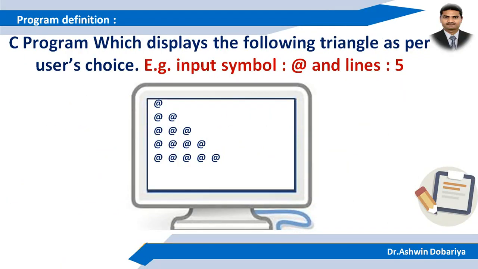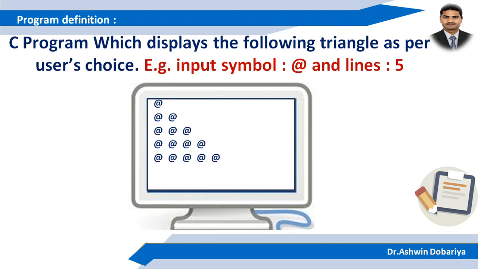In this video we will see, for example, your input symbol is at the rate, and you have entered 5 lines, then it will display the output of 5 lines of input symbols like at the rate. So it becomes general. Suppose if you enter a dollar symbol and you enter the number 10, then it will display 10 lines of dollar symbol. So how can we make this kind of general program which will display the symbol?